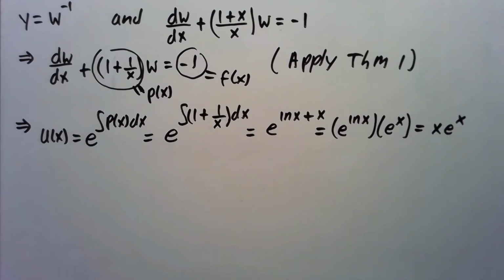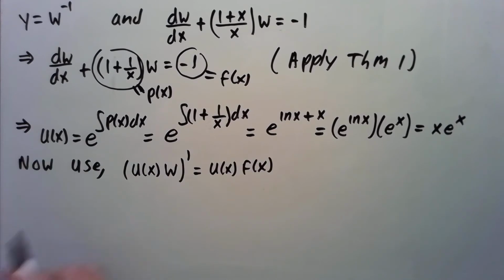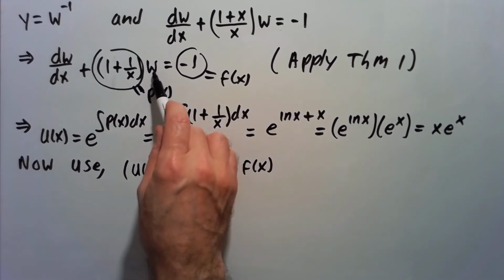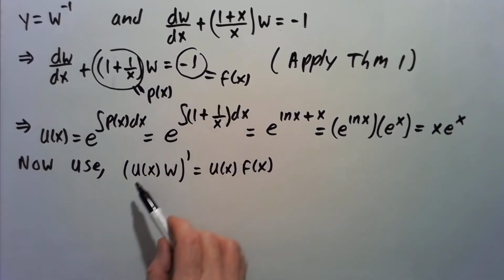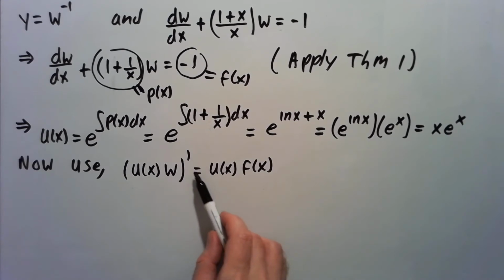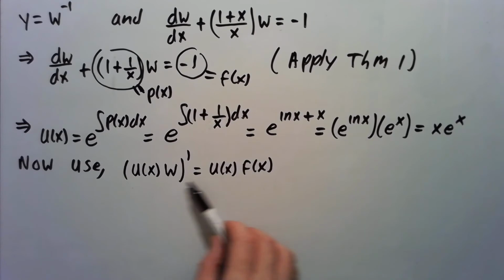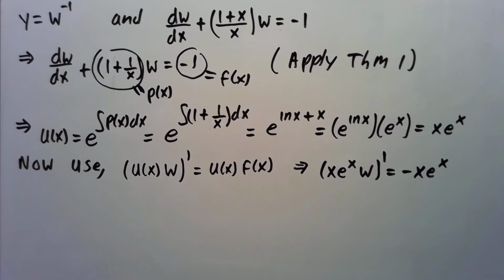Okay, next. So now we're going to use that u times w. Well, in theorem 1 it's y, but in our case, our y we've exchanged with w, so it'll be u times w prime. This means derivative with respect to x equals u times f. So let's make those substitutions here. So making the substitutions, we get this.